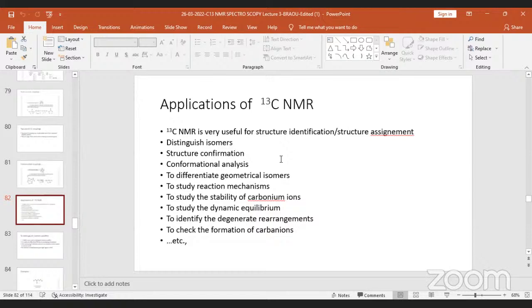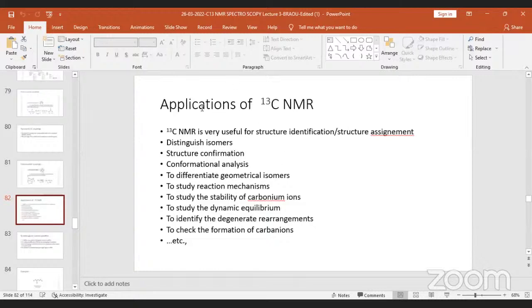We synthesize a molecule, and we want to know whether the molecule we prepared is the same as what we expected or something different. Then we do all the spectroscopic analysis, interpret it, and arrive at the conclusion. Generally, whether we got the compound or not. If it is a known compound, generally we compare with the known samples, and that is how we confirm the structure.